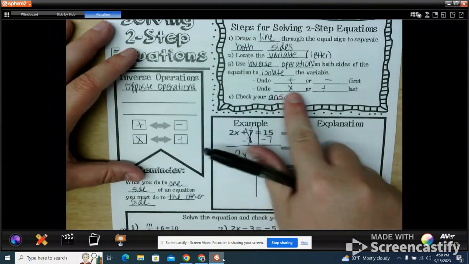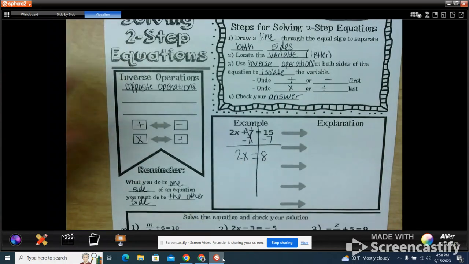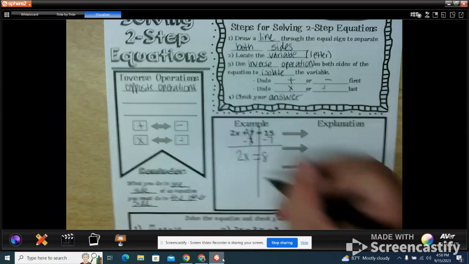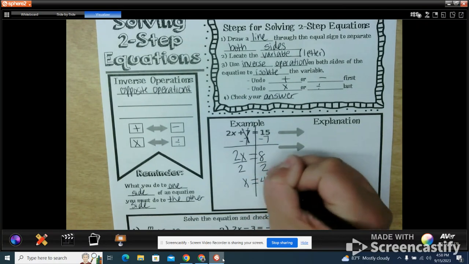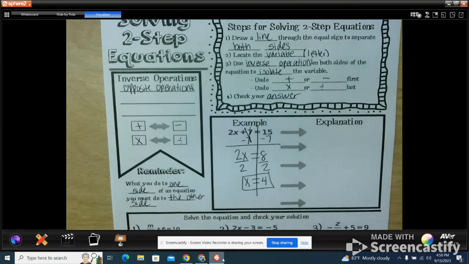Then we're going to undo multiplication and division. This is multiplication. So to undo this, we're going to divide by 2. And so x equals 4. All right, so let's look at 3 more examples.